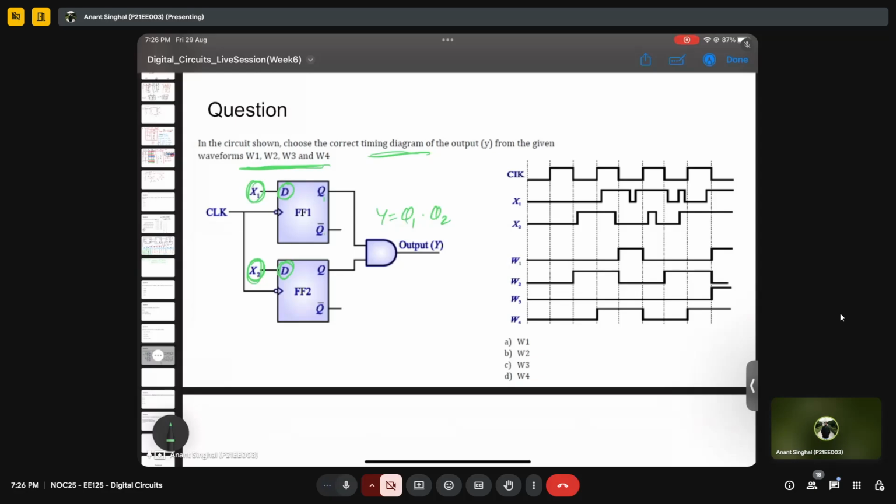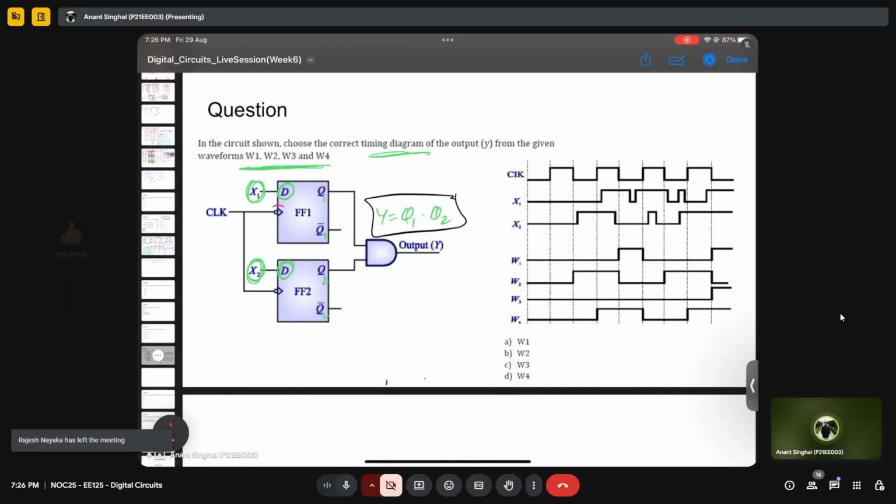So this is 1, 1. Let me use some dark pen. Is it clear from the diagram that Y is Q1, Q2? Please be interactive.